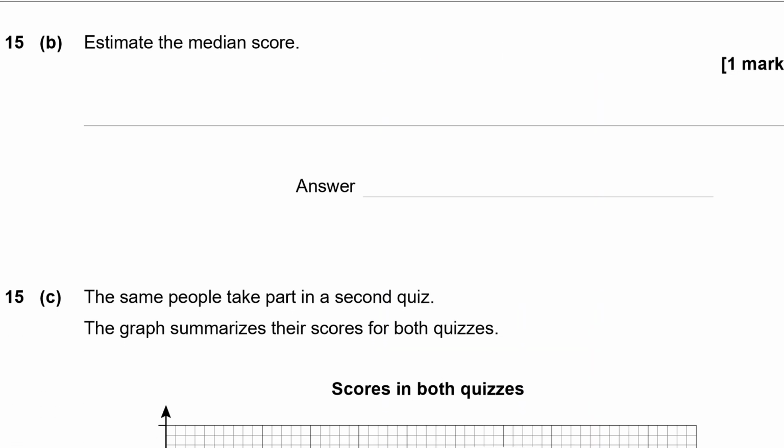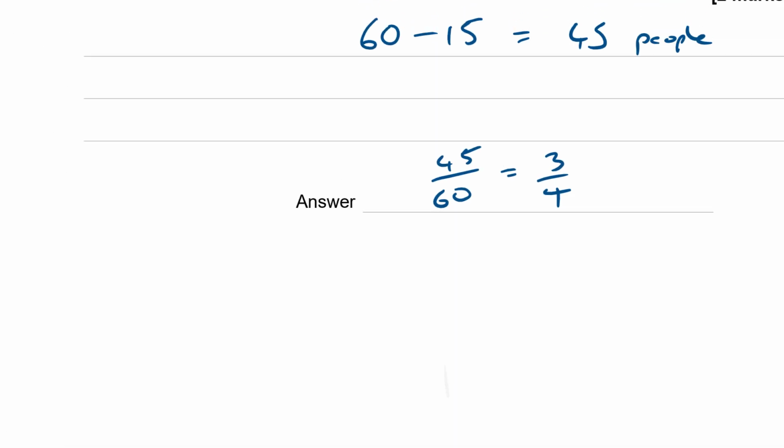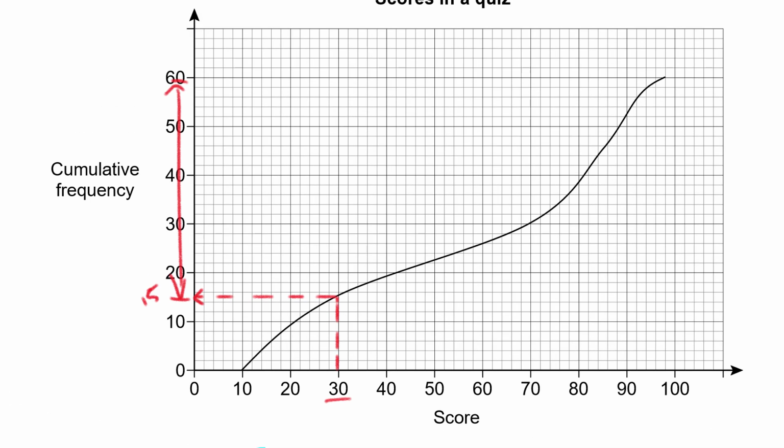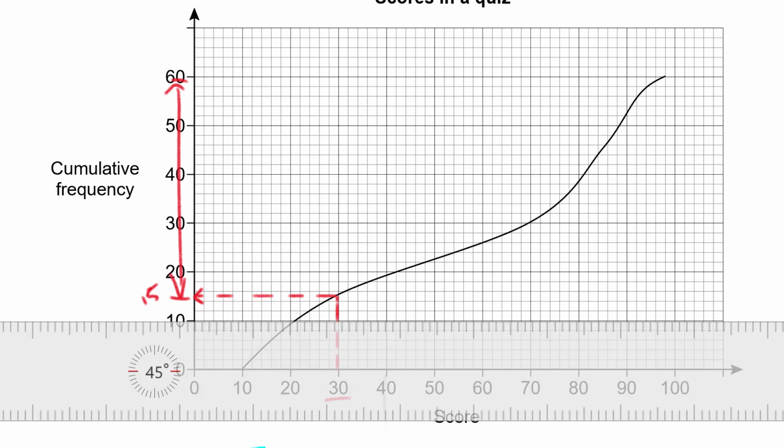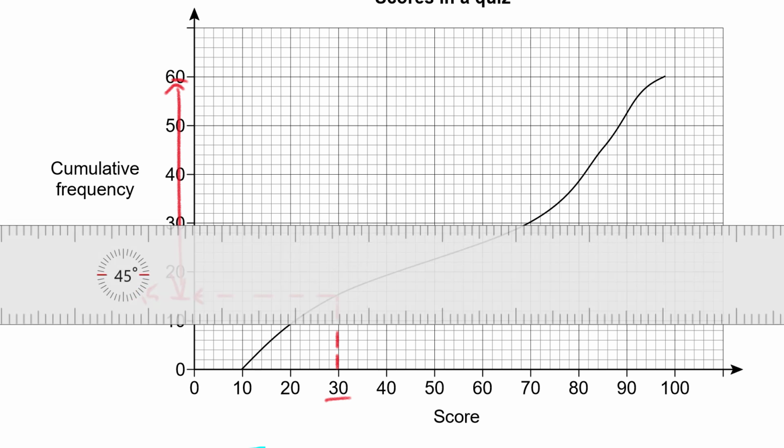Okay, part B. Estimate the median score. Okay, now the median score is at the halfway point. If you've got 60 people, then the median is going to be the (60 plus 1) over 2, the 30.5 value, which we can read off from our graph again. So coming back to our graph, we need to read across from 30.5, but might as well just read across from 30. So again, reading across the graph in the other direction this time.